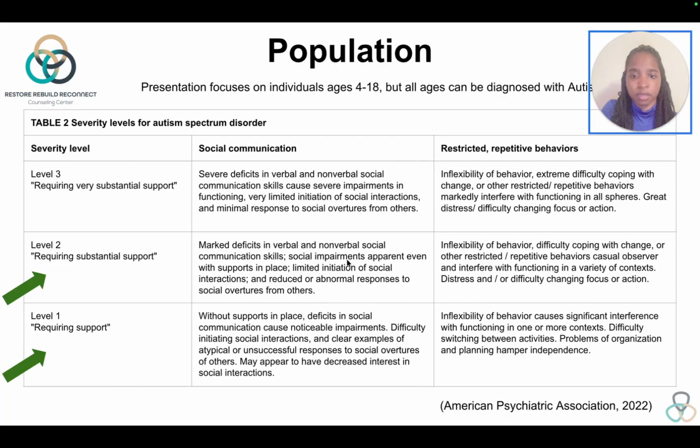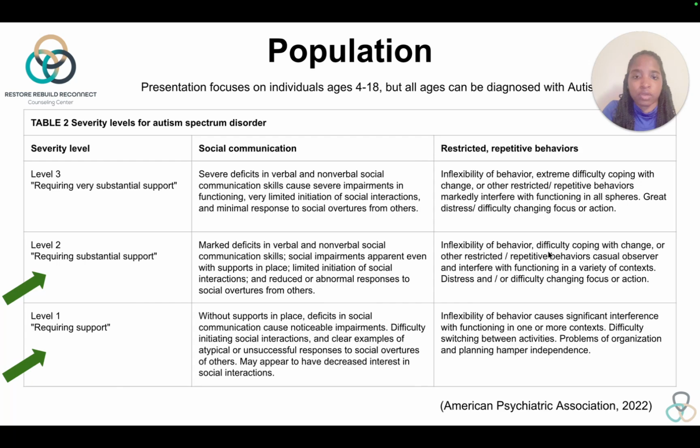Starting with the bottom is level 1, and level 1 is referred to as requiring support. Individuals with level 1 autism tend to struggle with social communication without support. They have difficulty initiating or maintaining social interactions, and they have behaviors that interfere with their functioning, and they have challenges with things like transitions and organization and planning.